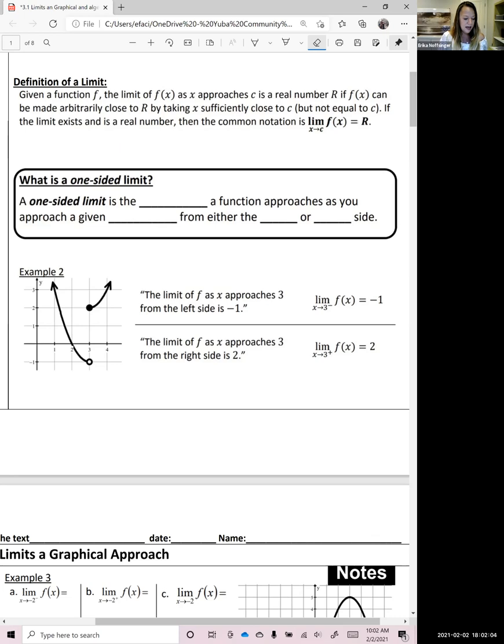Given a function f, so we're given the equation or we're given the graph of f, the limit of f of x as x approaches c is a real number r if f of x can be made arbitrarily close to r by taking x sufficiently close to c, but not equal to c.